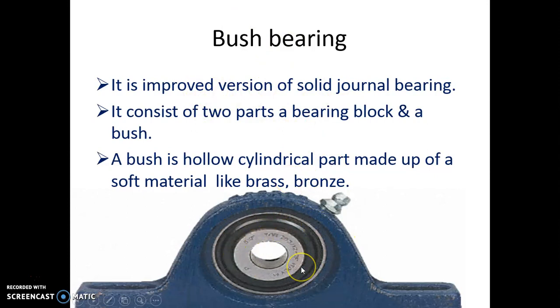Constructional features are almost the same, but here, at the part which comes in contact with the shaft, a bush is inserted. That bush is made of brass or bronze, so that bush will be in contact with the rotating shaft. Now, as it is in contact with the rotating shaft, there will be wear and tear of the bush, so that bush can be easily replaced, right? Not the whole bearing, so that will save the cost.